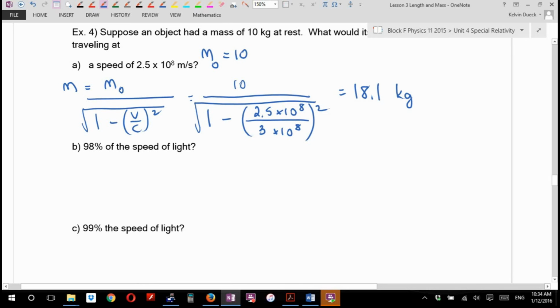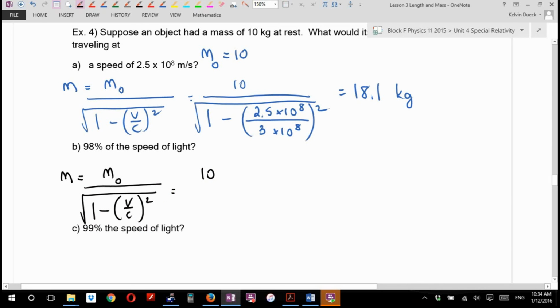Is that okay? What about 98% of the speed of light? Well, m equals m0 all over the square root of 1 minus v over c all squared. It's going to be 10.